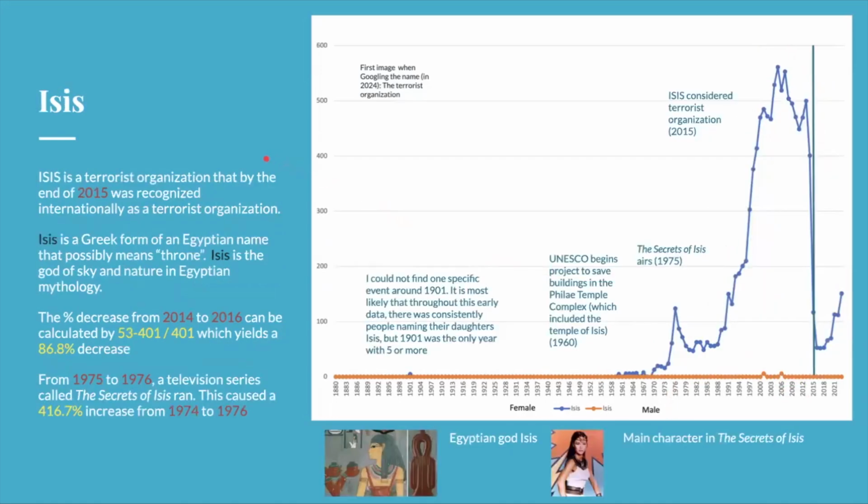Okay, then there's the name ISIS, and I actually learned quite a few interesting things about this name. So ISIS is a terrorist organization that by the end of 2015 was recognized internationally as a terrorist organization.